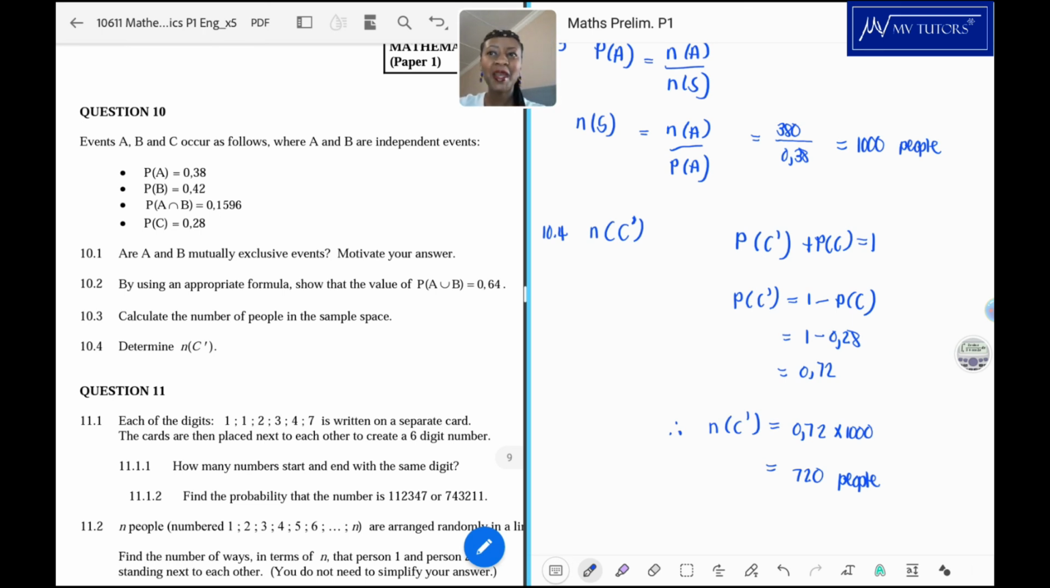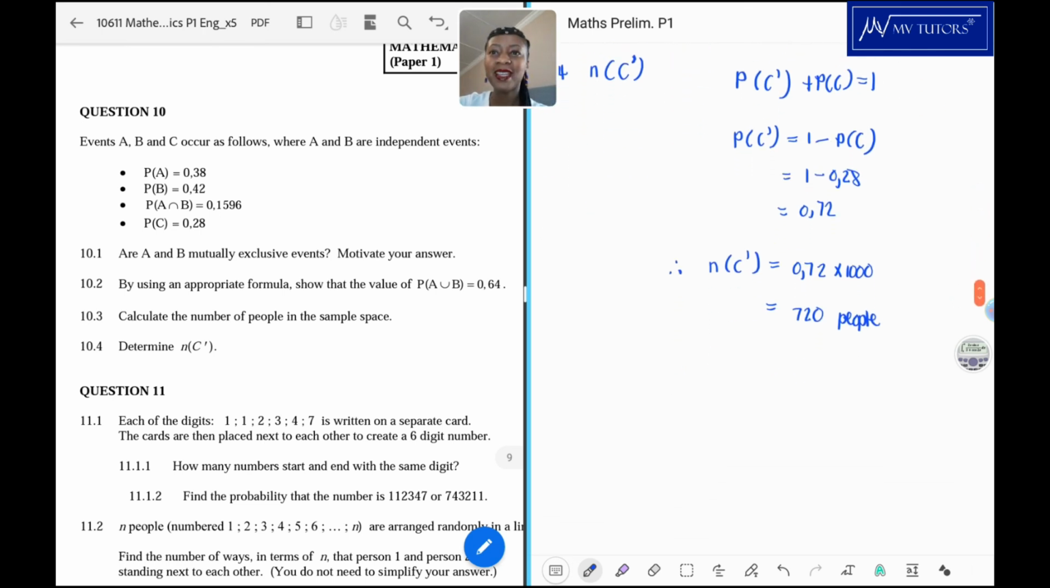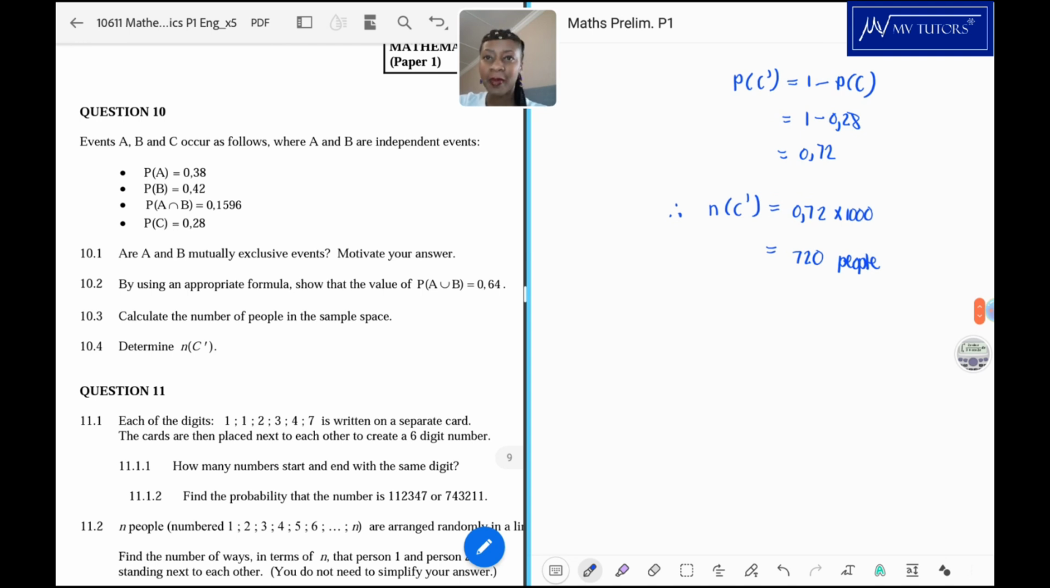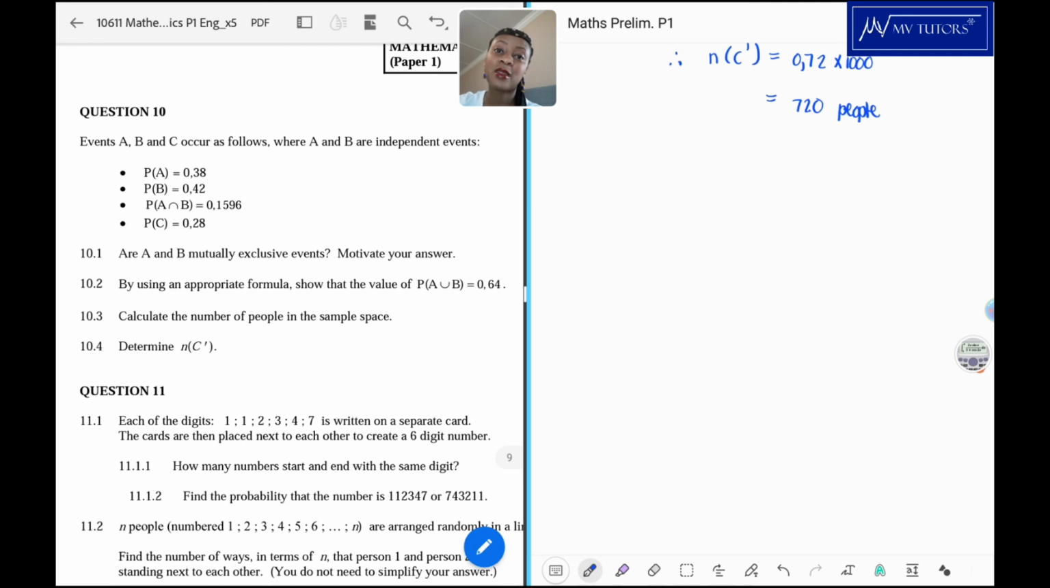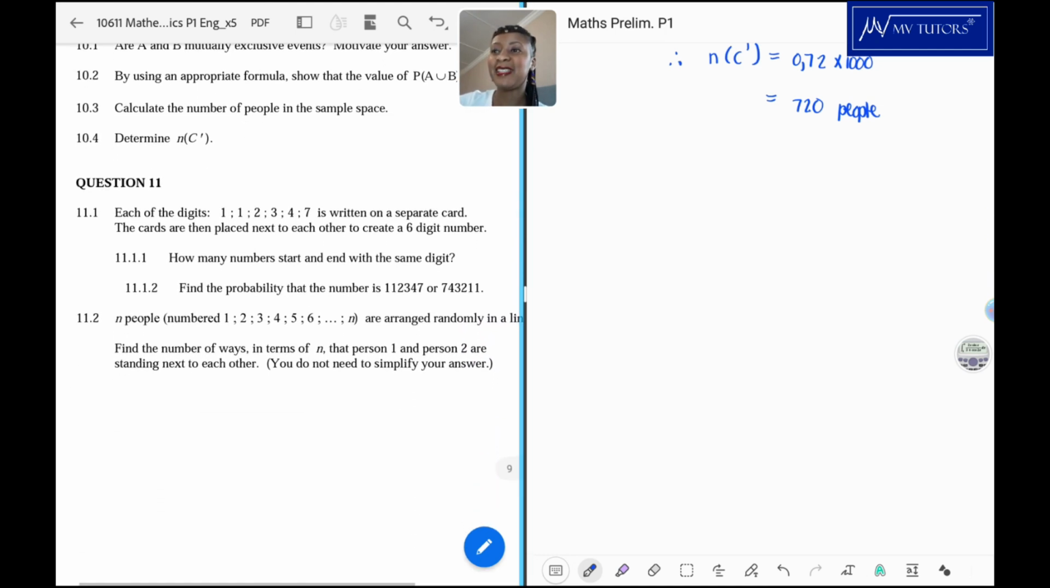Alrighty, so that was question 10. I think it wasn't so bad. Probably 10.3 was a little bit tricky because you're thinking, I don't have enough information. How am I going to answer it? But in such a case, guys, you make assumptions. If not sure, make assumptions and state those assumptions so that you can guide the marker. They can't just wonder, what is this 380? Where is it coming from? State the assumption: assuming that there are 380 people in event A, the sample size is 1,000 people. Okay, now question 11.